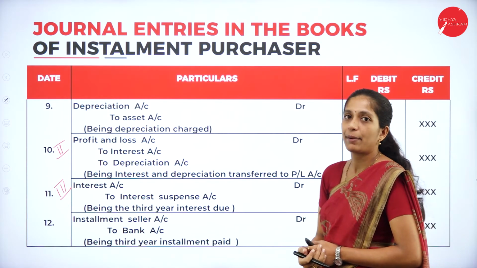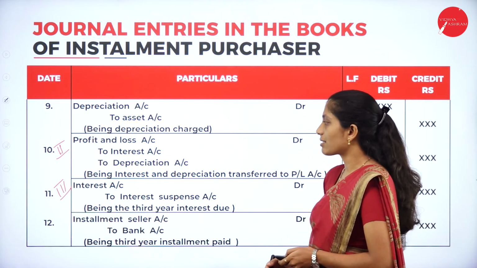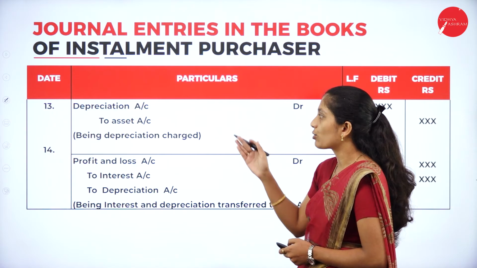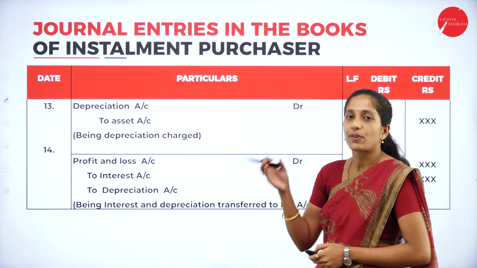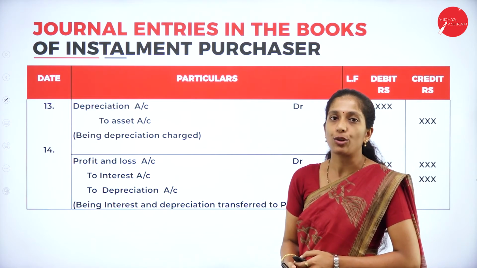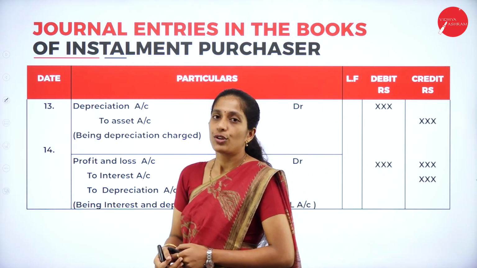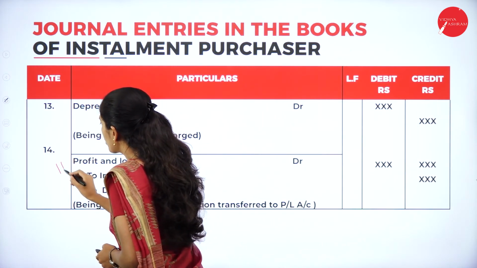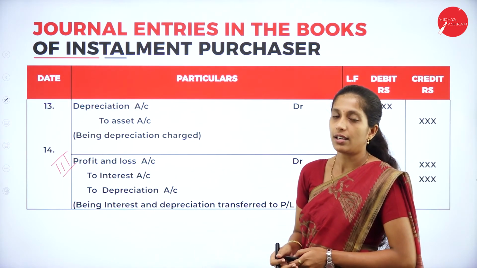Next is for installment paid. Installment seller account debit to bank account, being third year installment paid. Next, depreciation. Depreciation account debit to asset account, being depreciation charged. Next, the last entry is for transfer of interest and depreciation to profit and loss account. The entry will be profit and loss account debit to interest account, to depreciation account. Till here, we have recorded entries for the third year.